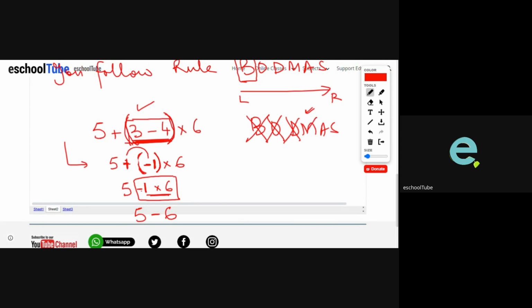So multiplication is also done. Now addition. Addition and subtraction is the same thing. So this is +5 and -6. You're now adding, you're not multiplying. What will be the answer? -1.